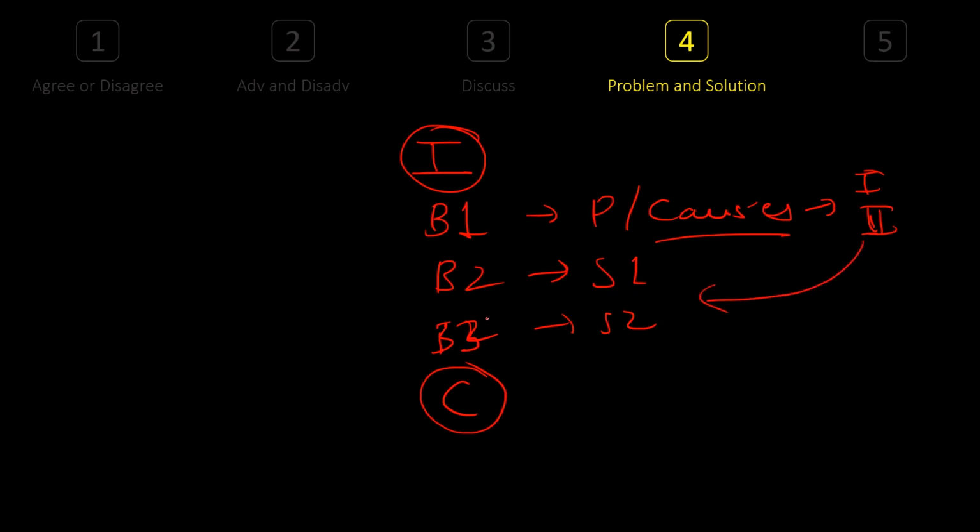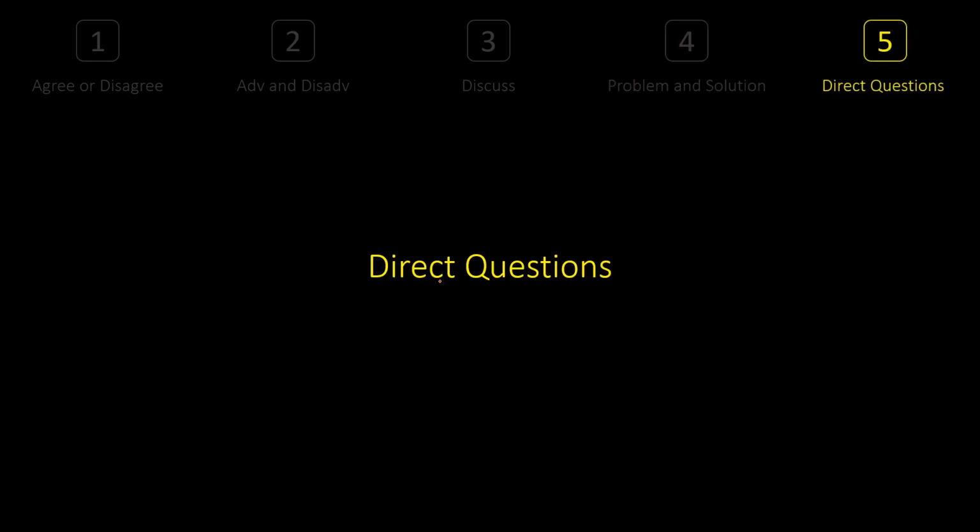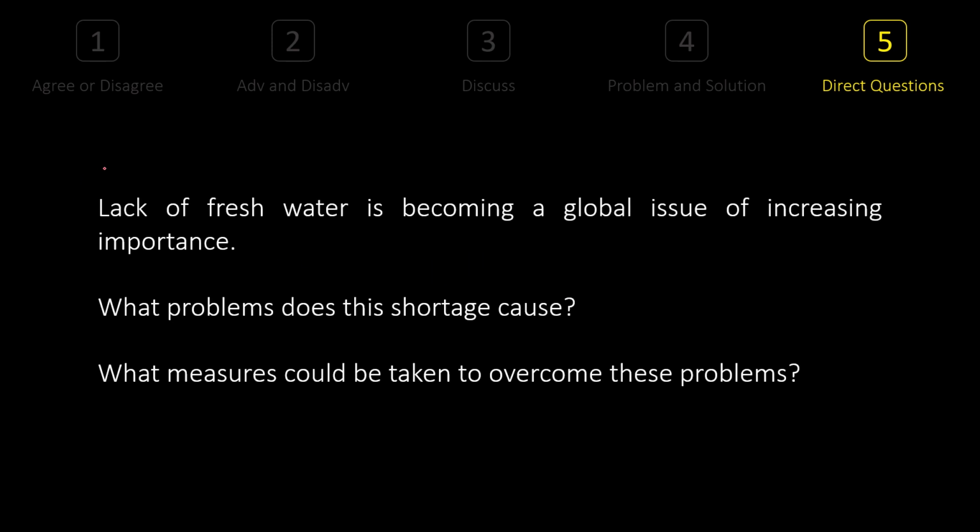Clear? Good. And the last one, but not the least, is the direct questions. Very simple, and hence the structure will be simple as well. Here you will be given a statement like this. Lack of fresh water is becoming a global issue of increasing importance. What problems does this shortage cause? And second, what measures could be taken to overcome these problems? Now, this looks like problem solution. Sorry, but remember, they can change this.